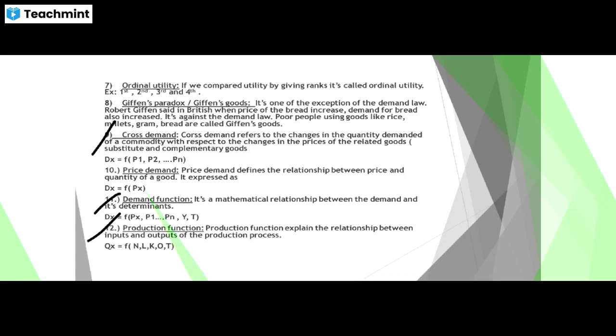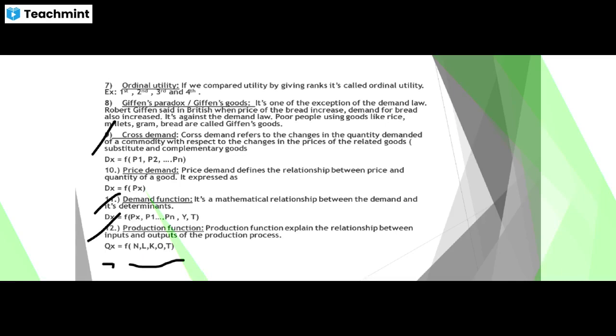And if you see the production function, it is also a little similar. Production function explains the relationship between inputs and outputs of the production process. Input means whatever raw materials or factors are used in the production process. What kind of factors are used? See here, N means land, L means labor, K means capital, O means organization, T means technology. So these factors relate to output. Output means the production which we got after production. So production function explains the relationship between inputs and outputs.